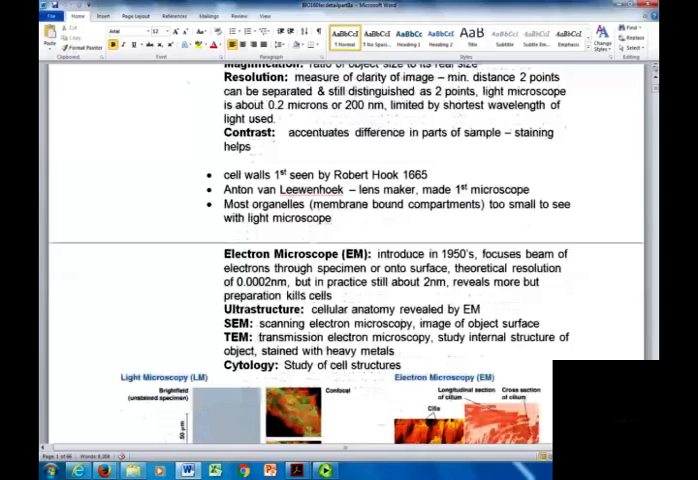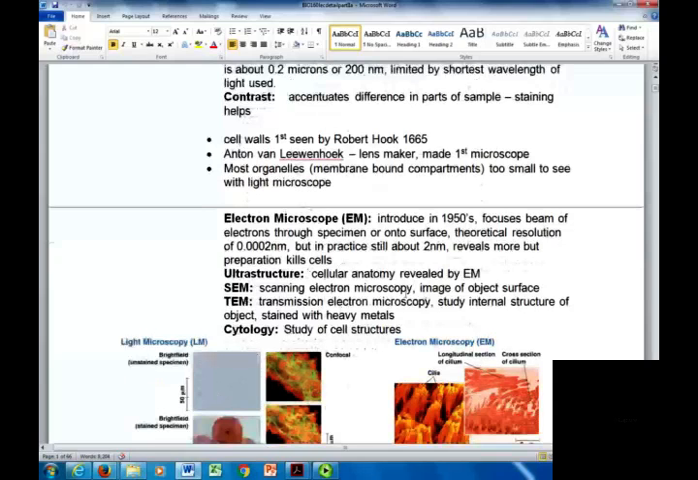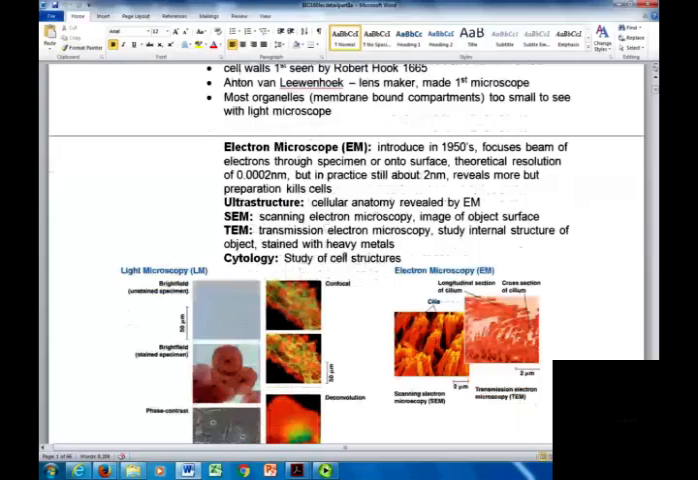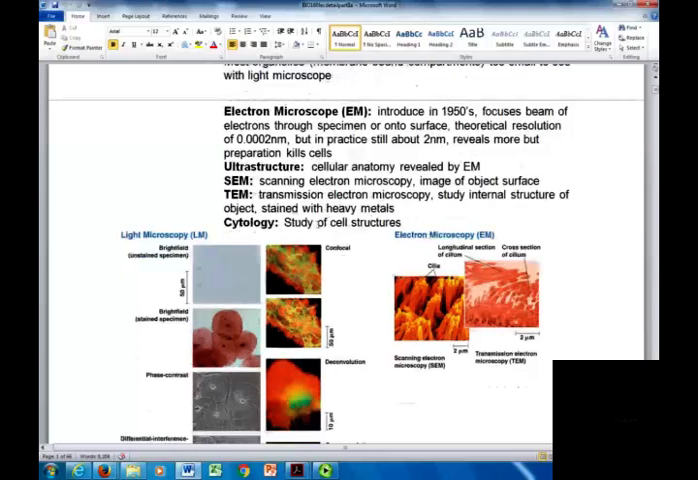So the electron microscope was introduced in the 1950s. These focus beams of electrons through the specimen or onto the surface. Their theoretical resolution is about 0.0002 nanometers, but in practice it's still only about 2 nanometers. It's going to reveal a lot more in the cell, but the preparation kills the cells. You actually have to use toxic stains for electron microscopy, and they also have to be prepared in a vacuum. And then on top of it, electron microscopes are not readily available to most people. They are quite expensive. So your ultrastructure is the cellular anatomy, and this can be seen with the electron microscope.